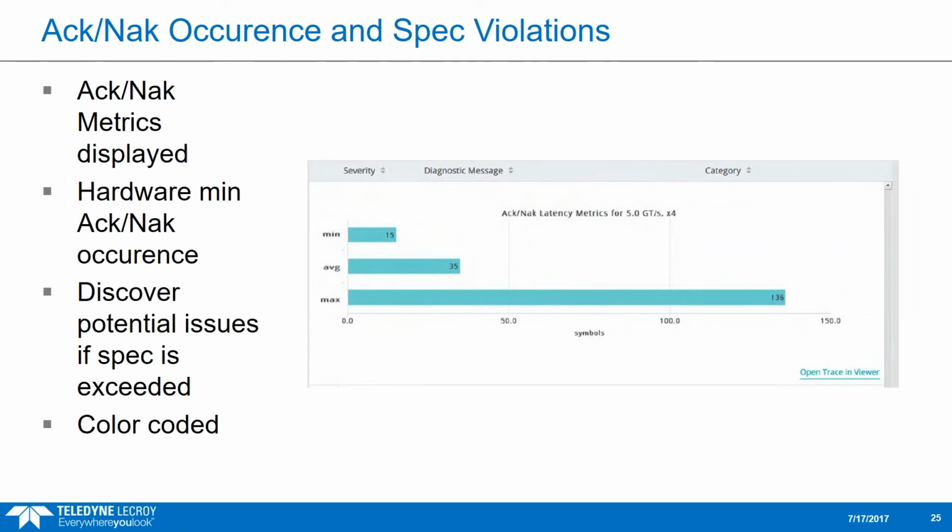Here's the case for the ACK-NAC occurrence. There's a min, average, and max displayed in this graph. You can see what's happening here and see if this is exactly what you'd expect. Did the specification for your product actually say this would be the case? And we use, like I say, color coding. Green is good. If there's any red, there'll be issues.